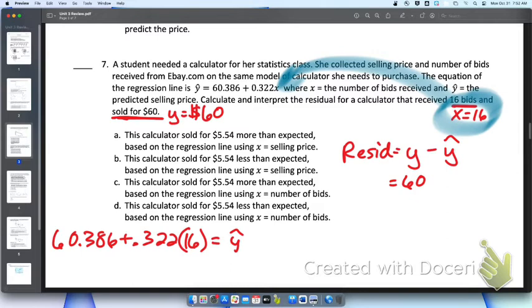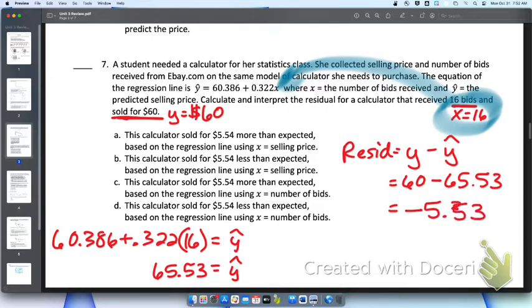What did you get when you plugged this in? What do you get for the Y hat? 65.53. Subtraction order matters, so make sure you do actual minus predicted. So 60 minus 65.53, and that tells us that we have a residual of what? Negative 5.53.